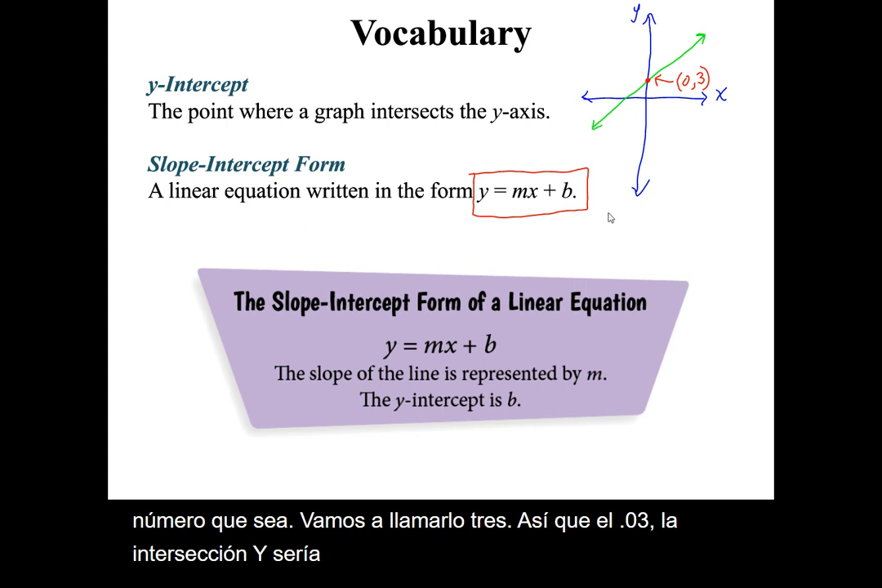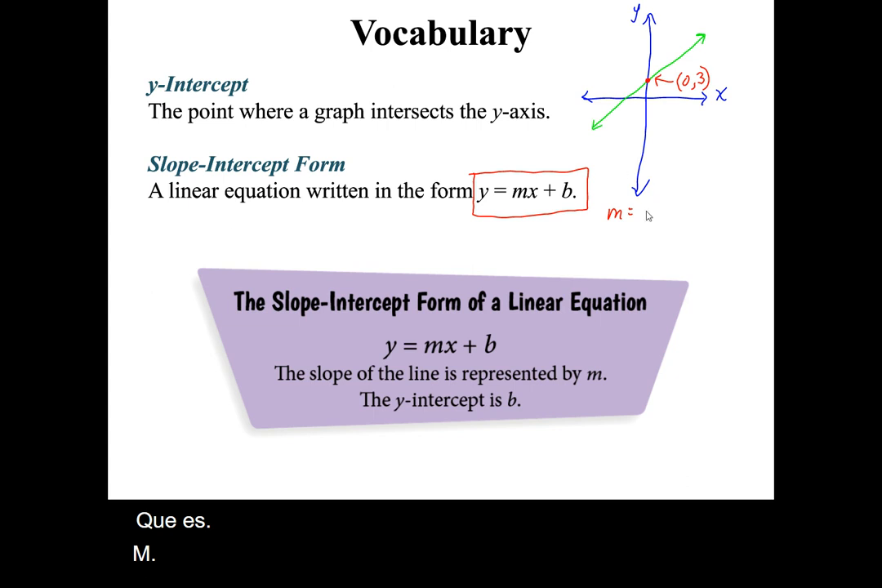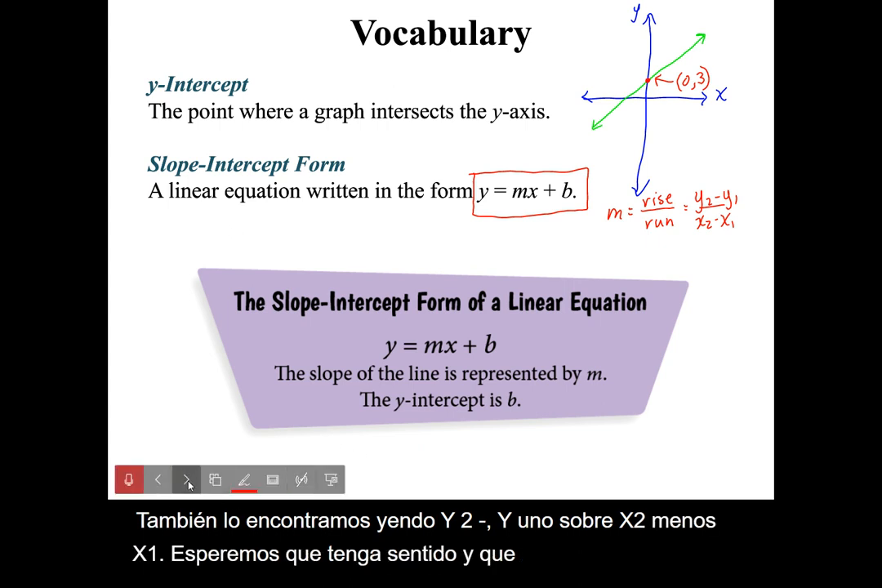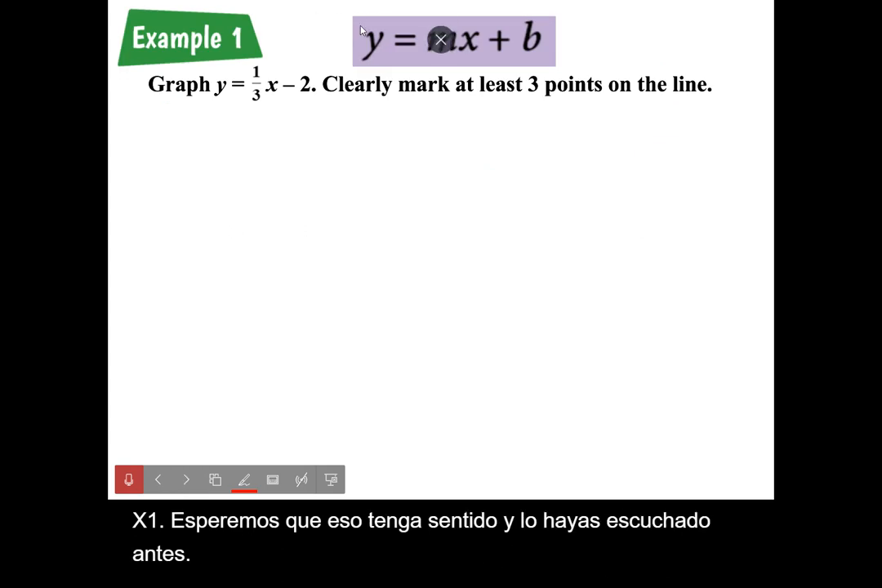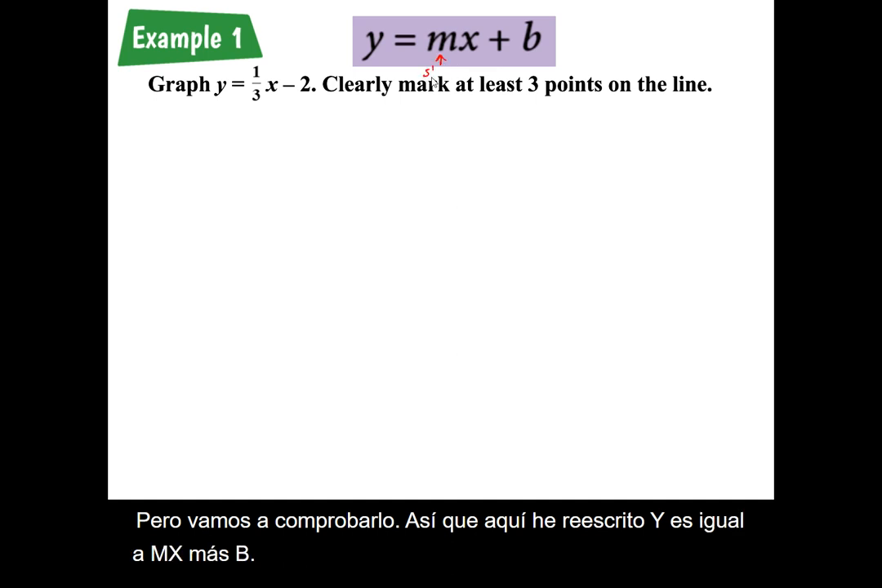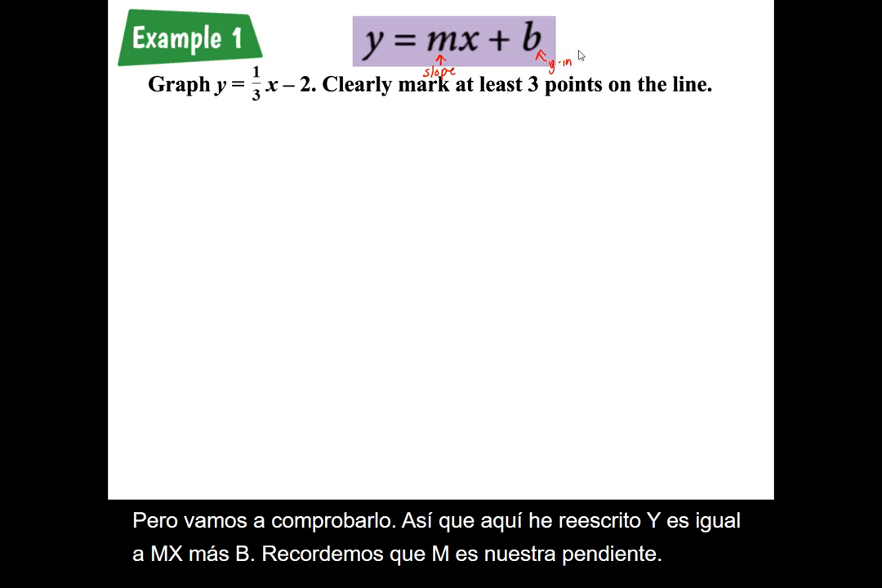Now remember that slope, which is m, is pretty much always the slope, is your rise over your run. We also found it by going y2 minus y1 over x2 minus x1. Hopefully that is making sense, and you've heard that before. But let's check. So here I've rewritten y equals mx plus b. So remember, m is our slope, and b is our y-intercept.